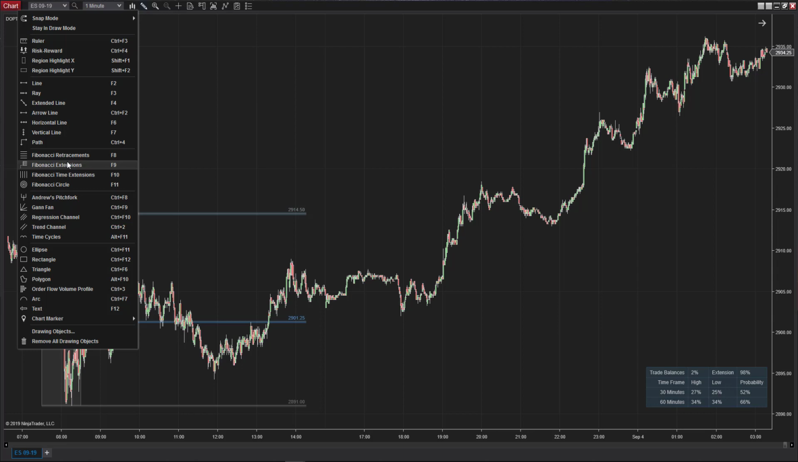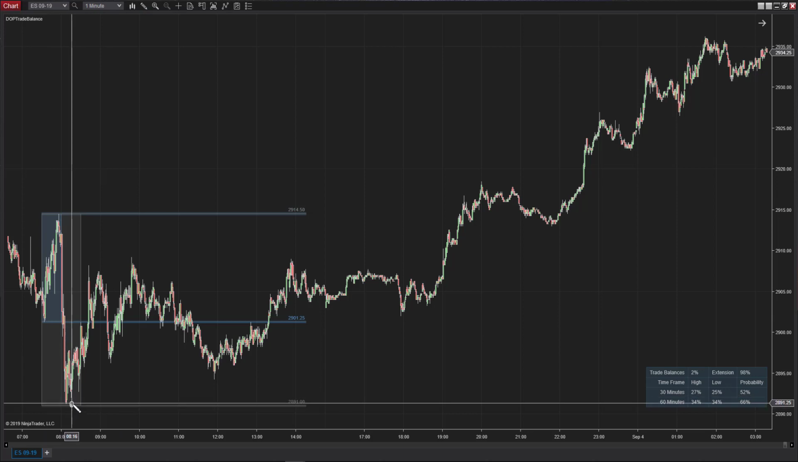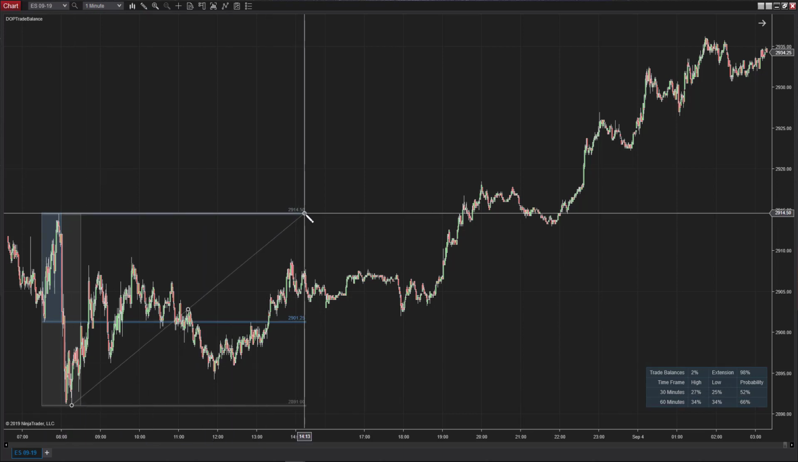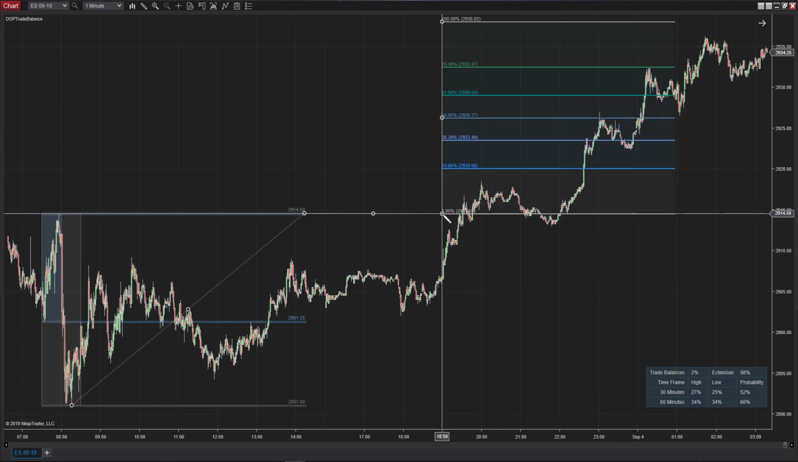And what this will do is give us realistic targets and entries for instances where we break above that. And the way that this works is we want to select it here, and then we want to go from the low to the high. Okay, and then I want to put this out so that we can see, since this has already happened, where that is going to take place.